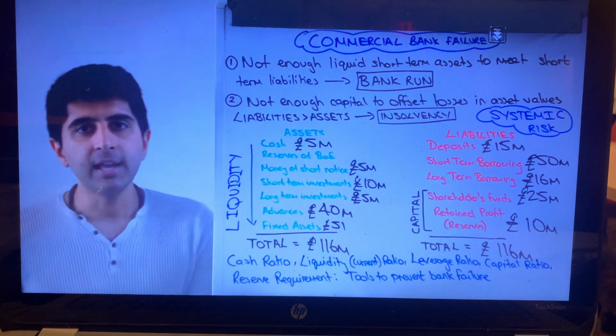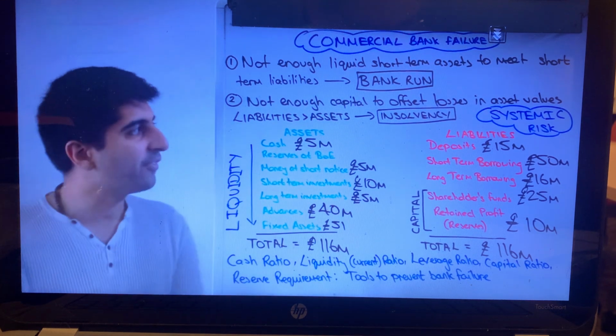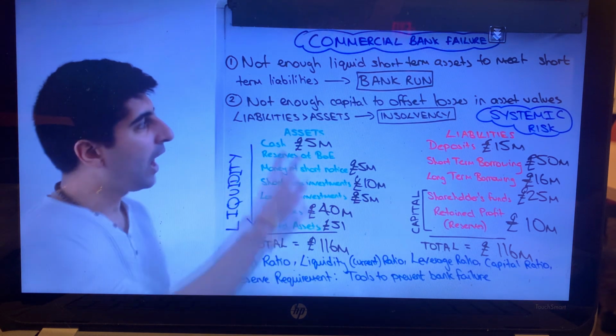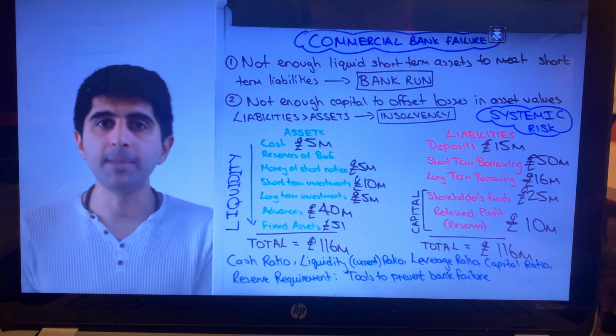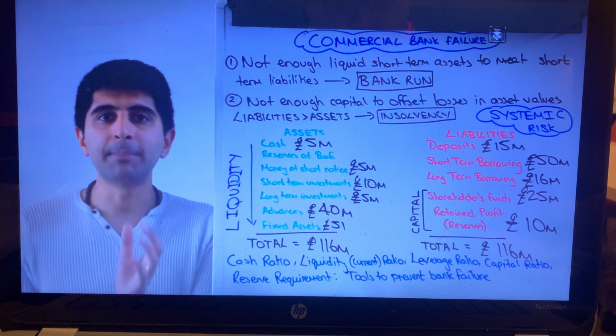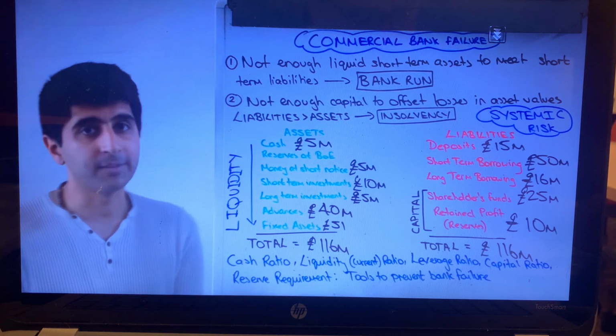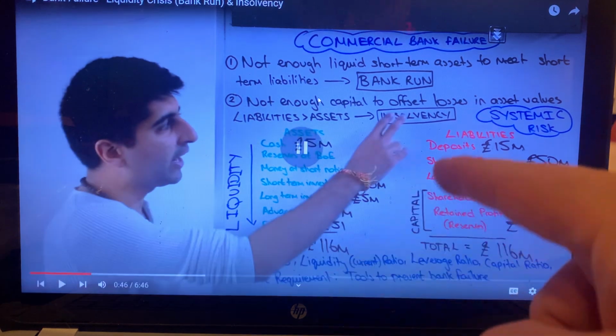The second way is when the bank doesn't have enough capital to offset any losses in asset values, i.e. we get to a situation where liabilities will be greater than assets. The bank will owe more than what it owns, which means that the bank will therefore fail because the balance sheet won't balance. That's really important.